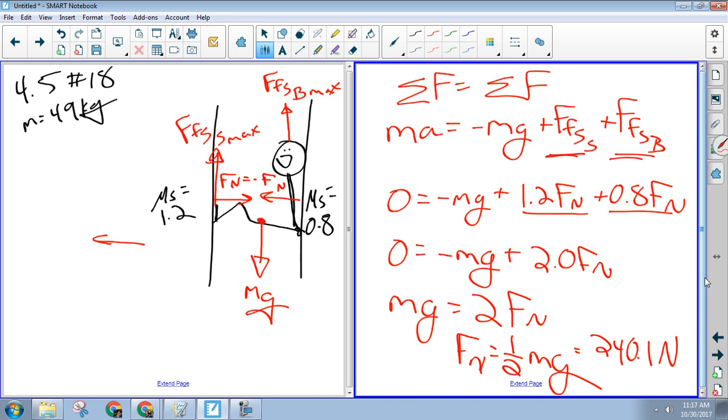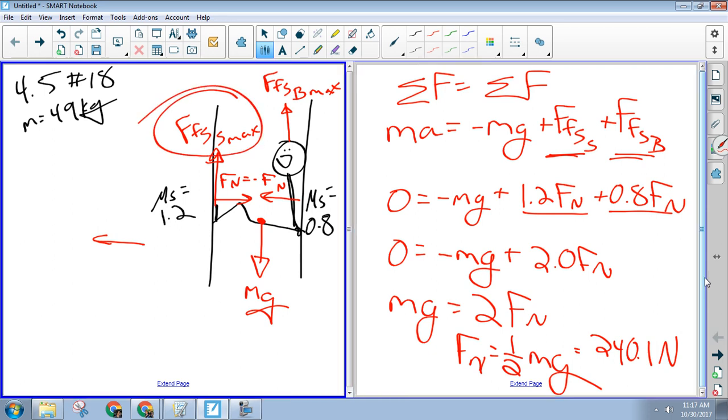And then part C says, what fraction of her weight is supported by the frictional force on her shoes? Well, just find this force of static friction and divide it by her weight, and you get 0.6, which is 60%. Okay, so that's the deal there.